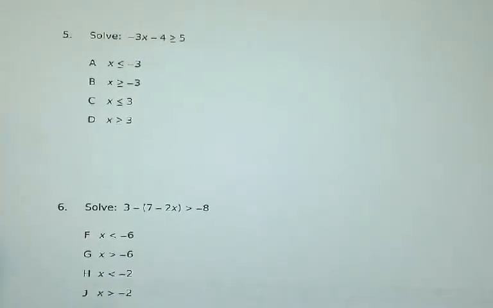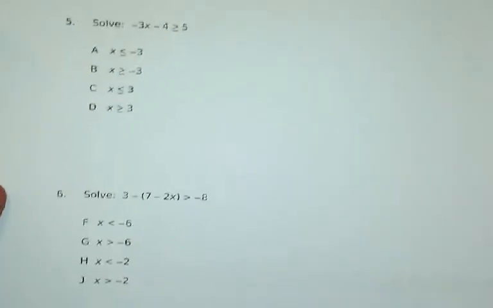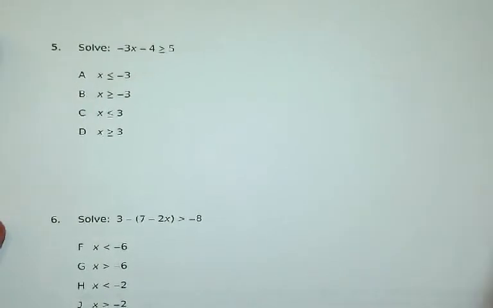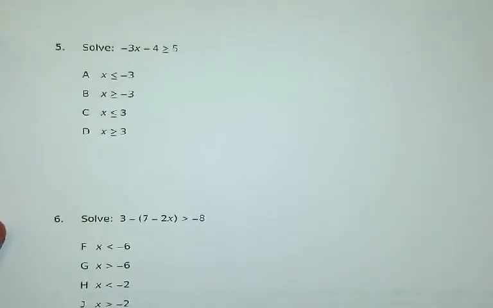Okay, number 5 says solve. 3x minus 4 is greater than or equal to 5. Please work this out. Go ahead and pause the video, and when you're done, resume it, and I'll show you my work.